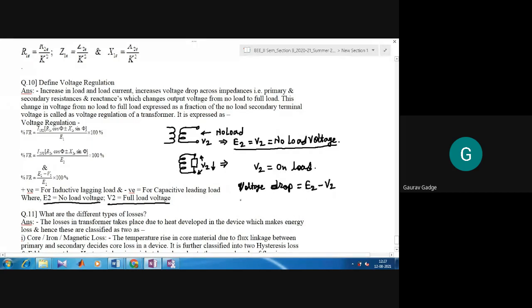Now if someone asks what is the change in voltage, the change in voltage is E2 minus V2. If someone asks the percentage change in voltage, how is it written? E2 minus V2 divided by E2. That gives you the percentage change in voltage. You can see this expression: E2 minus V2 upon E2 into 100%.